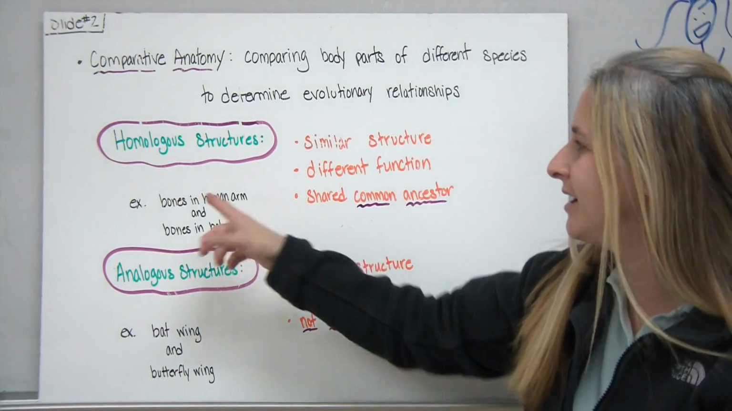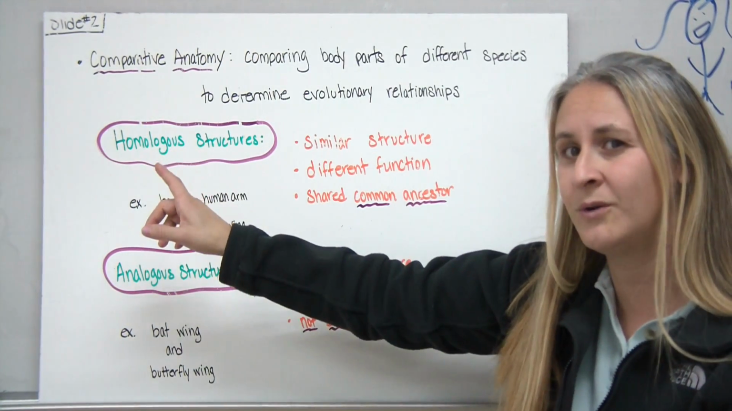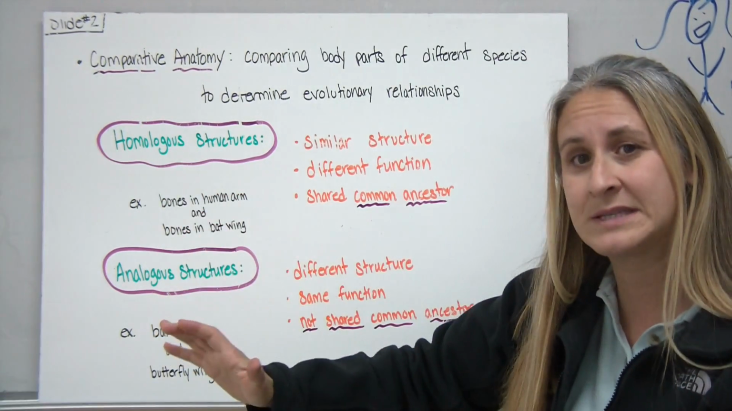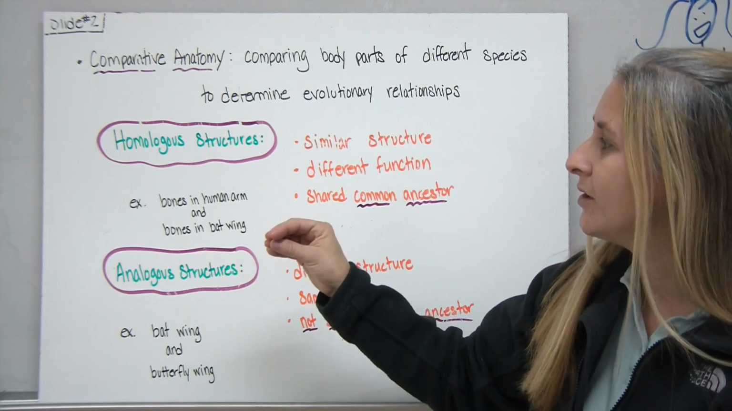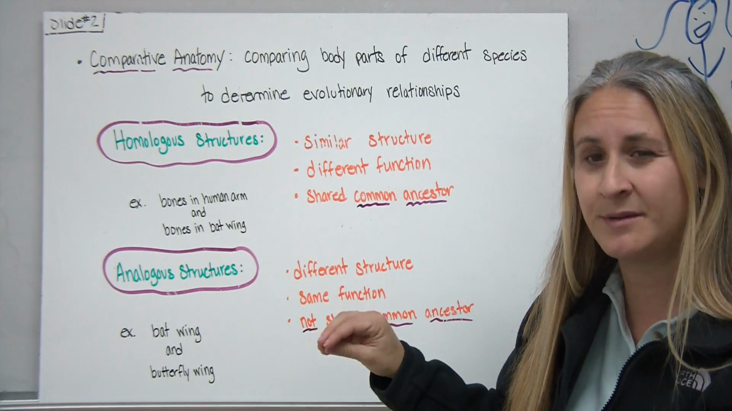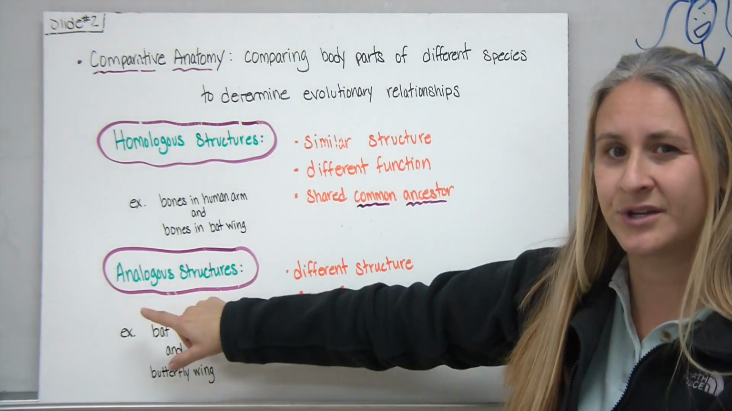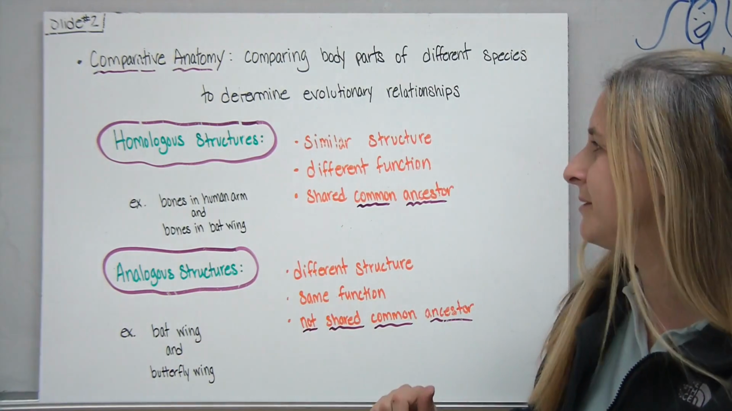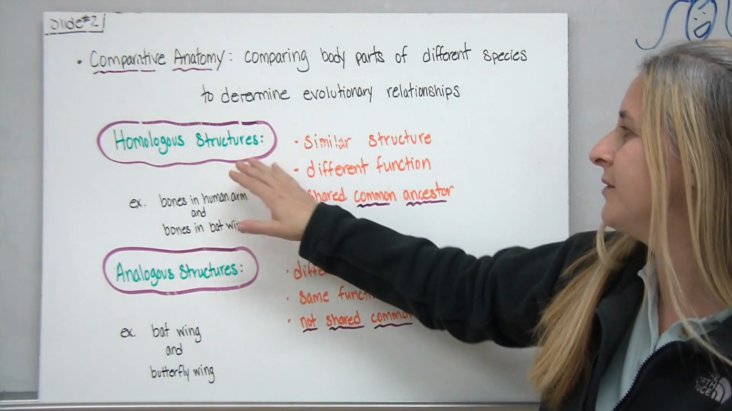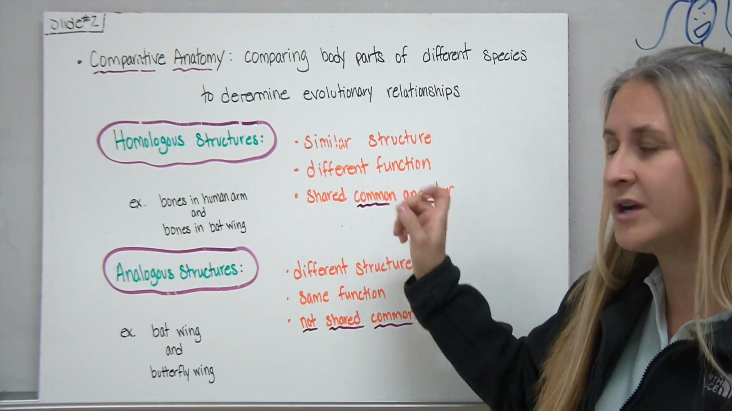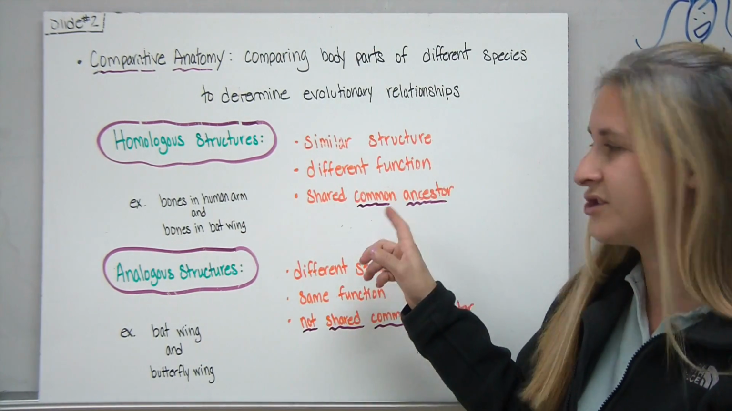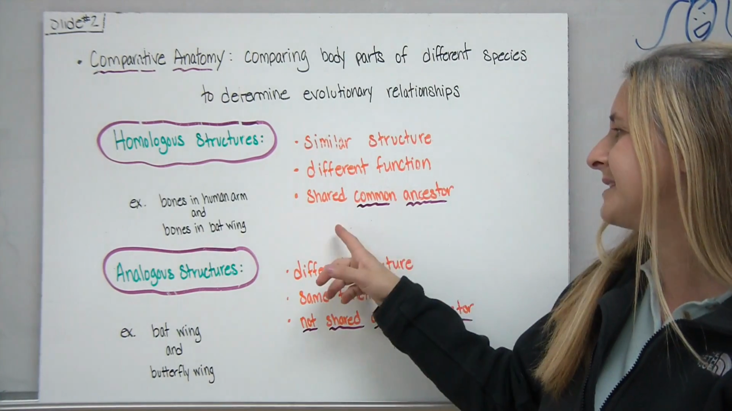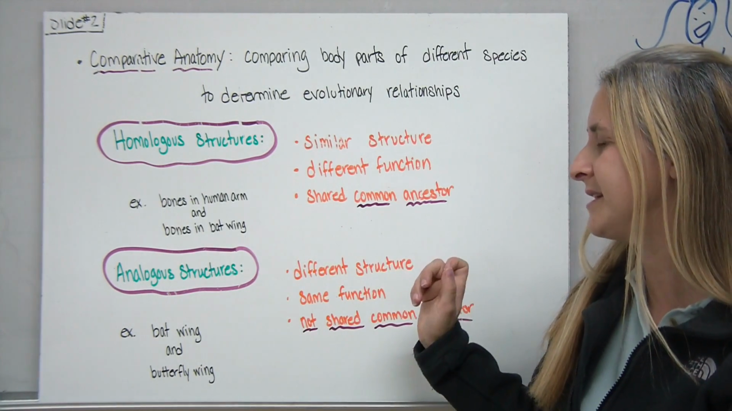Some of you have recognized the root of this word, homo. We've talked about that with homeostasis before. Homo means the same or similar. Analogous structures, you can think of analogy from English, and we'll talk about the meanings of those in a second. So homologous structures have a similar structure to them, but a different function. In this case, they have shared a common ancestor.